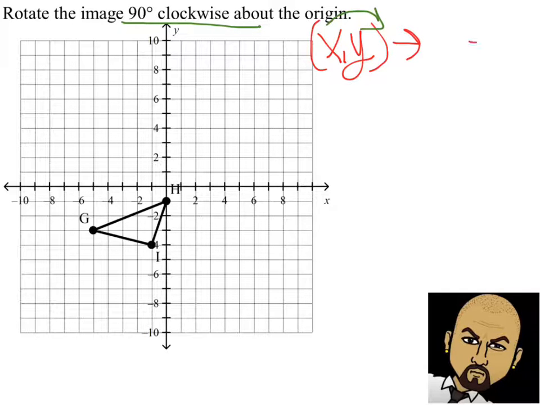Clockwise, we're going to go to the right, so the x value is going to jump over and become the opposite, and the y value is going to slip right over, and we end up with a coordinate notation of (y, negative x). Let's go ahead and figure out our vertices. I'm just going to do it quickly for the sake of time.